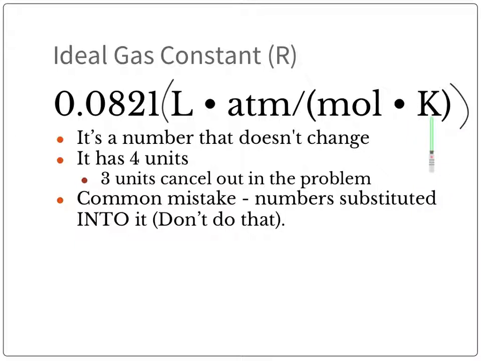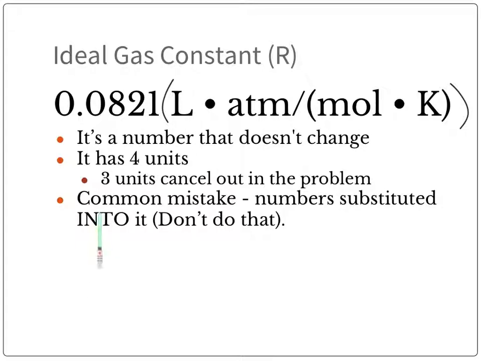So in a problem, you'll see when I do the problem in just a minute or two, you'll see that I put in the ideal gas constant with its units, and 3 of the 4 of these will cancel out in the problem, leaving 1 uncanceled, and that makes it the unit in the answer.